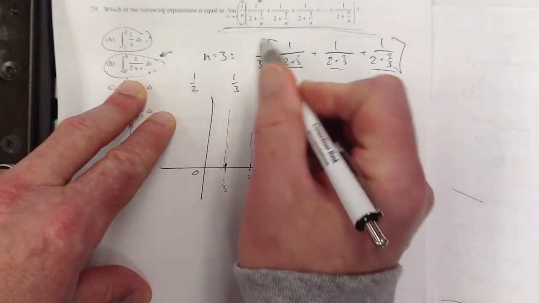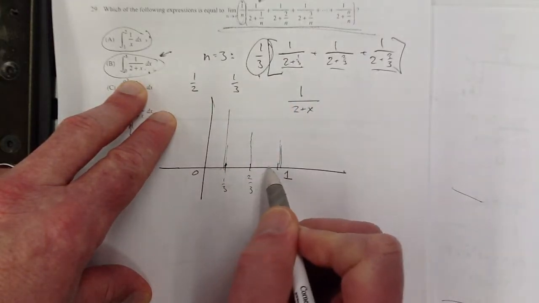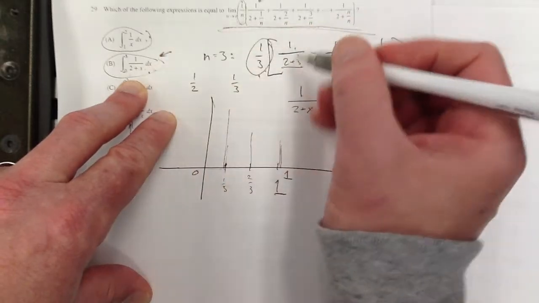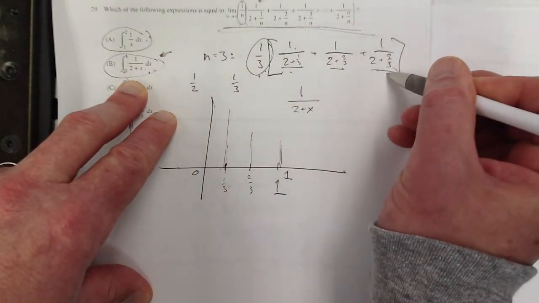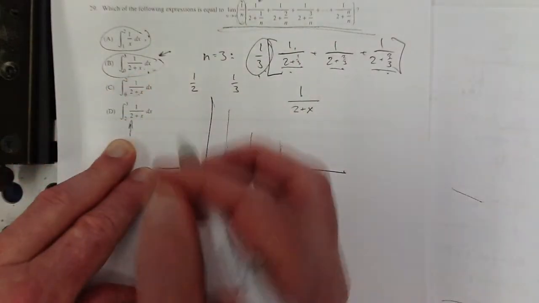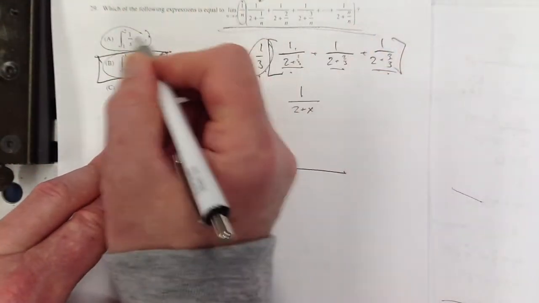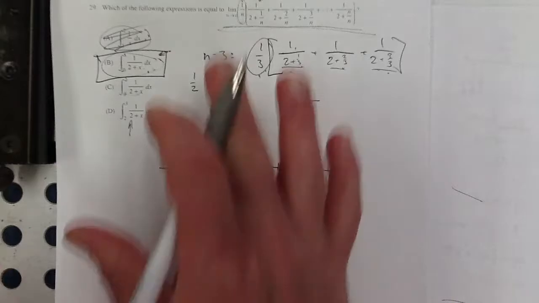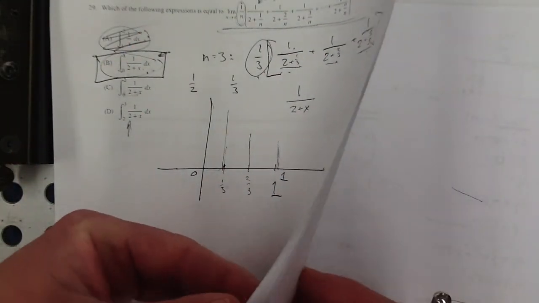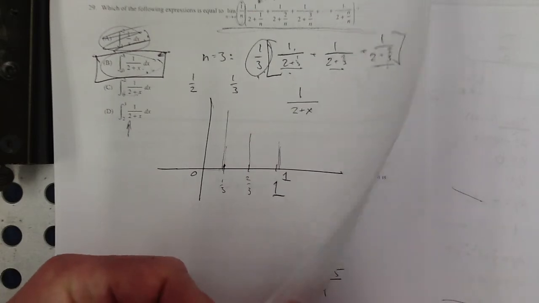So they're 1/3 wide, my rectangles, if I choose n equals 3. And then you can see these are the values. This would be like a right Riemann sum of this with 3 rectangles. So that's a little tricky. My advice is just to pick a number and try to figure out what's going on and then match that up to one of the answers.